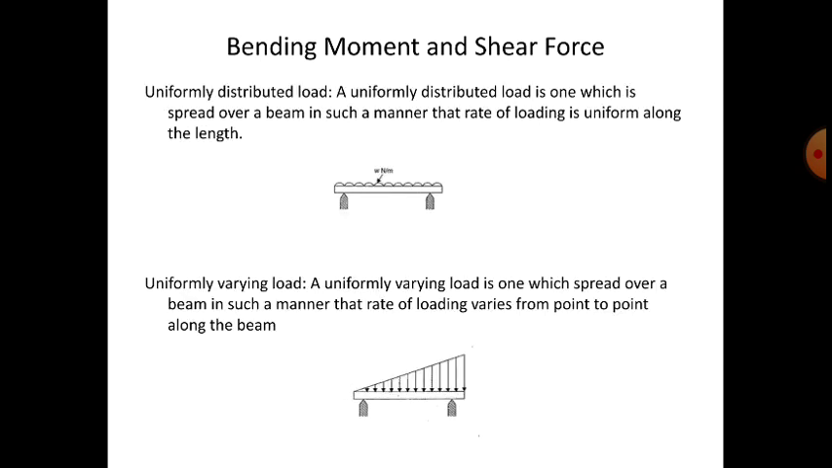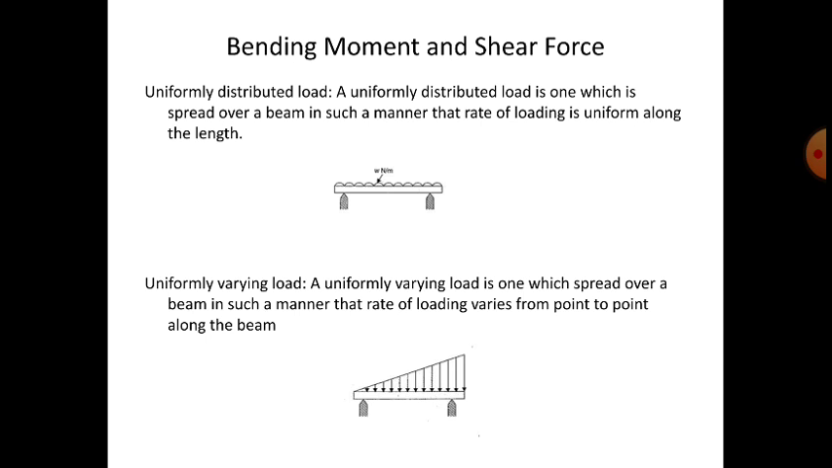Next is the uniformly distributed load. The beam in which the load is spread along the length of the beam at a uniform rate, then such type of loading is called uniformly distributed load. The load is distributed fully along the length of the beam, and the load is the same throughout its length. Okay, such type of loading is called uniformly distributed load.